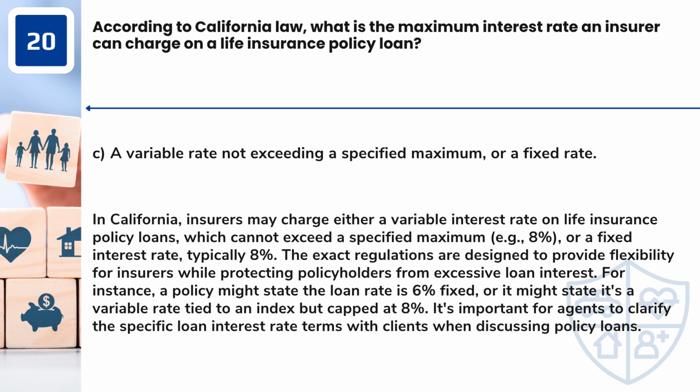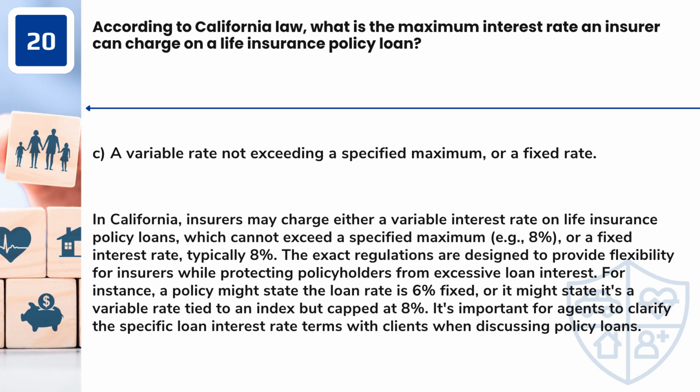Answer: C. A variable rate not exceeding a specified maximum, or a fixed rate. In California, insurers may charge either a variable interest rate on life insurance policy loans, which cannot exceed a specified maximum, for example 8%, or a fixed interest rate, typically 8%. The exact regulations are designed to provide flexibility for insurers while protecting policyholders from excessive loan interest.